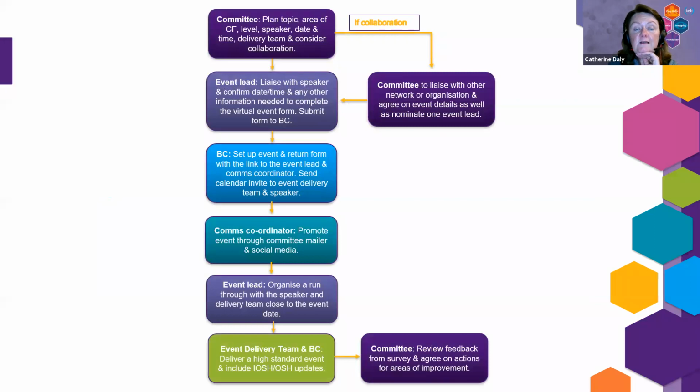And just to quickly put this in a pictorial way, we would have there at the top yourselves, the committee, planning the topic, planning the area, ensuring that it meets with the competency framework. That's what the CF there is. Looking to check the level: is this going to be a basic, an intermediate, or an advanced level event that's been put forward? Are we collaborating with somebody? If we are, then hopefully there would be somebody on the committee who would liaise with the person or the organization that's being collaborated with, or with just the speaker.